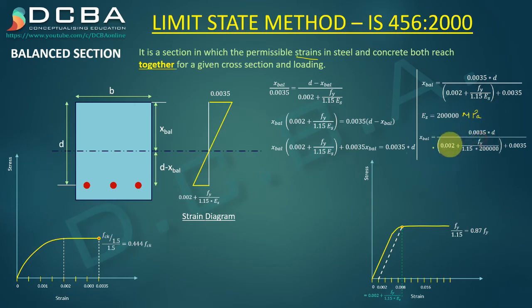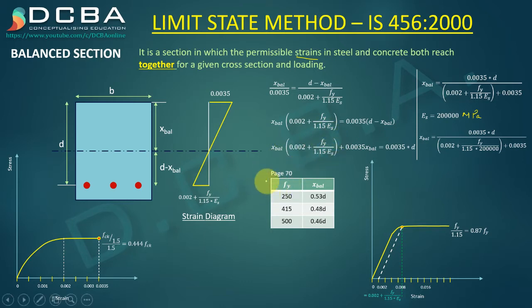So if I put a value of Fy as 250, 415, 500, and solve this entire equation, for 250 I get that my balanced neutral axis is 0.53 times D. For 415 it is 0.48 times D, and for 500 it is 0.46 times D, and this is given in IS 456 on page number 70.